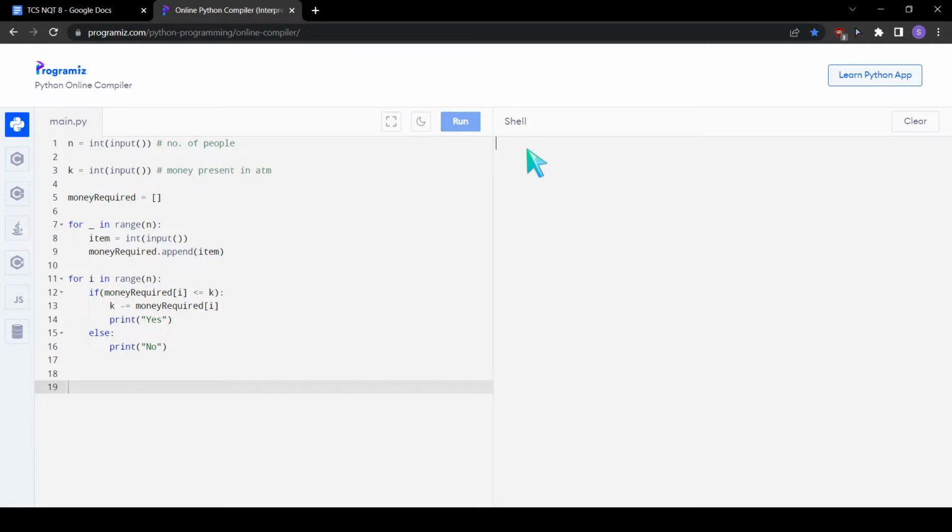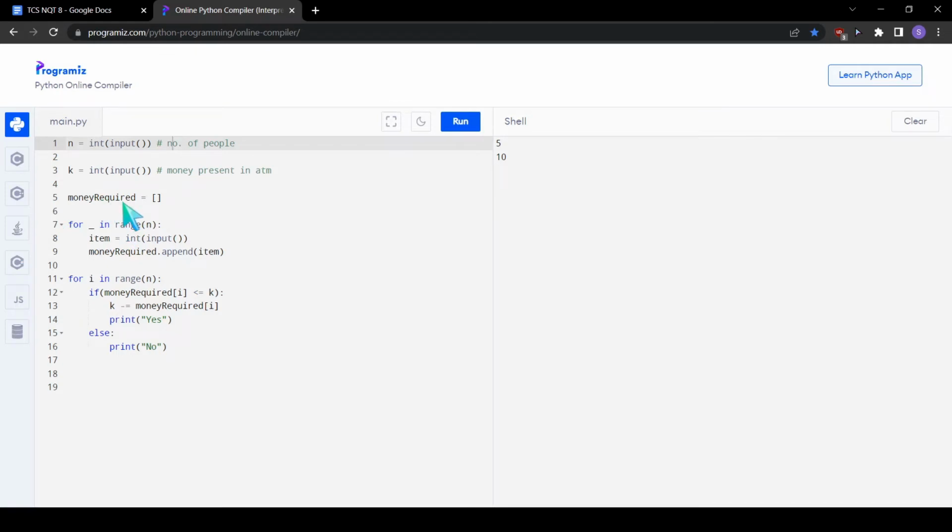Okay, so now I started executing. This first line is executed and it wants me to enter an integer which will determine the number of people. So in our sample input it was 5, so we will enter 5. Then the execution comes to the second line and it wants me to enter the money present in the ATM, the value of k. So I will enter 10.